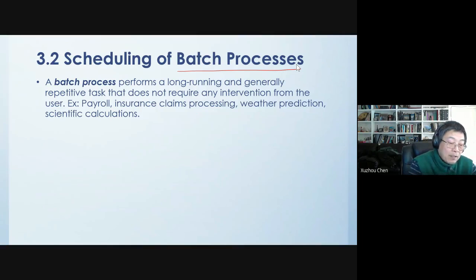Batch processes typically run on huge mainframe computer systems. So you have a couple of tasks you want to run, and these processes wait in a line to get the CPU. Once a process is selected, it takes the CPU and runs, and then the next one. So basically it performs a long-running and generally repetitive task that does not require any intervention from the users.